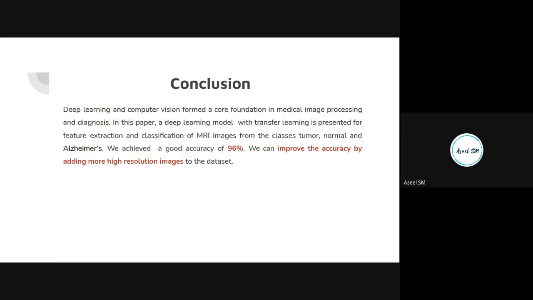So to conclude, in the present world, deep learning and computer vision are making a core foundation in medical image processing. Through this paper, I explained how I generated a model that can classify MRI images with the help of transfer learning, and I achieved 96% accuracy. I would also like to add that we can improve this 96% accuracy if we add more high resolution images to our data set.